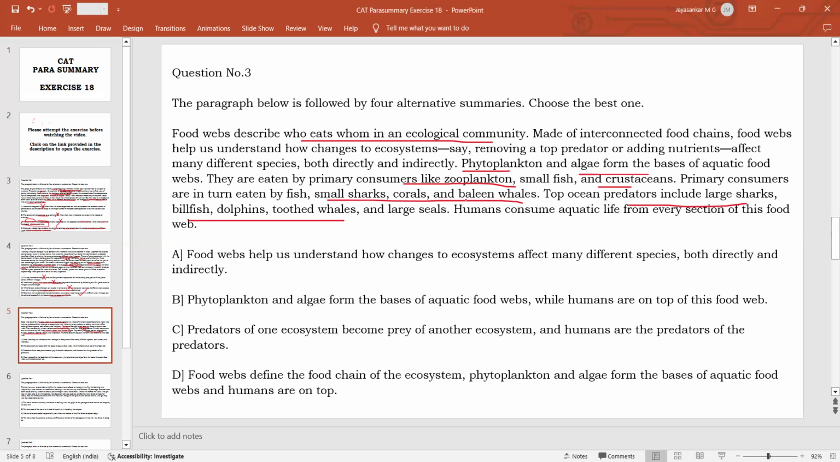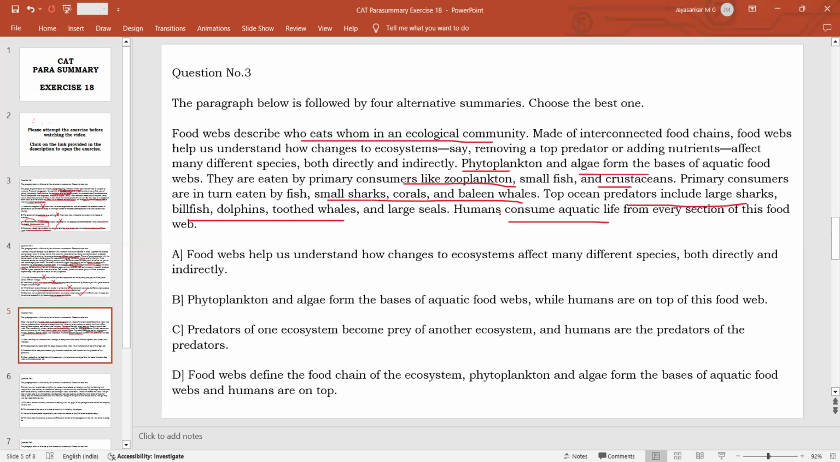Eat these people, and then humans consume aquatic life from every section. So we can say that starting from phytoplankton, reaching humans, this is the aquatic food web. So at the bottom, it is the phytoplankton. At the top, the human beings. That is the food web, aquatic food web.